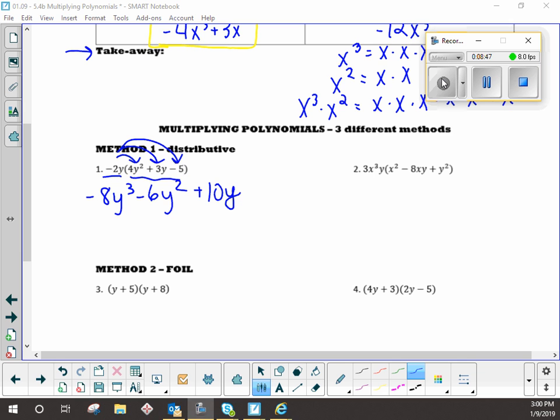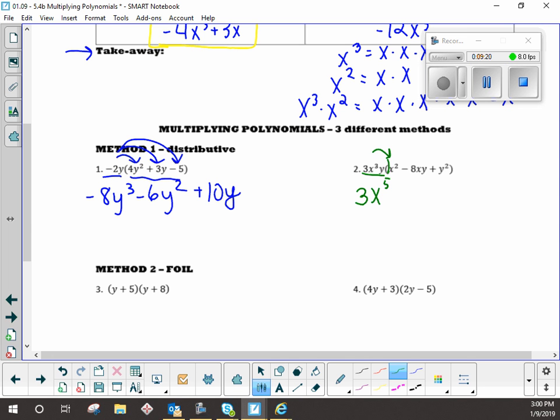All right, the next problem is a little bit weird, but it's nothing we can't handle, okay? So when I distribute, I'm going to do this times the x squared, all right? So remember, you're going to multiply all the like pieces together. You're going to do the coefficients first. So it's 3 times the 1 that's here. So 3 times 1 is 3. You're going to multiply the x's together. X cubed times the x squared is what? X to the 5th. And then you're going to multiply the y's together.